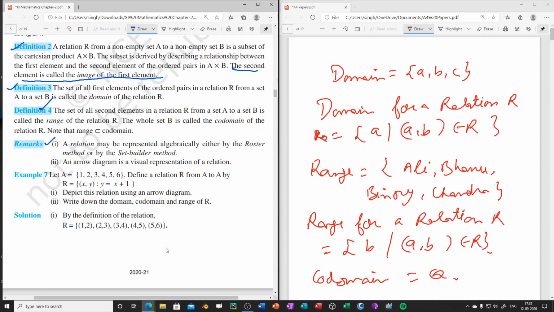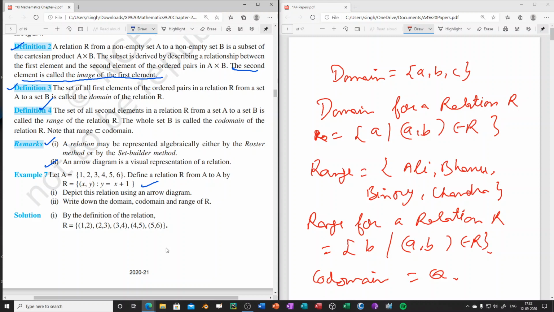Now next, important remarks. A relation may be represented algebraically either by the roster method or by set builder form. An arrow diagram is a visual representation of a relation. So let us learn this with the help of an example. We have a set A with the elements 1, 2, 3, 4, 5, 6. Define a relation R from A to A by R equal to the collection of all (x, y) such that y equals x plus 1.